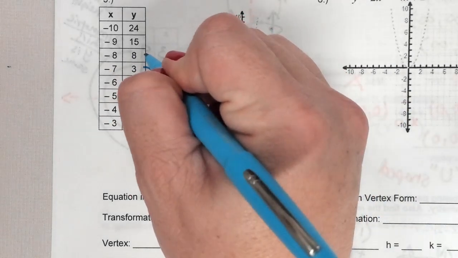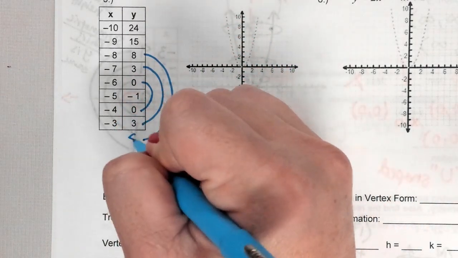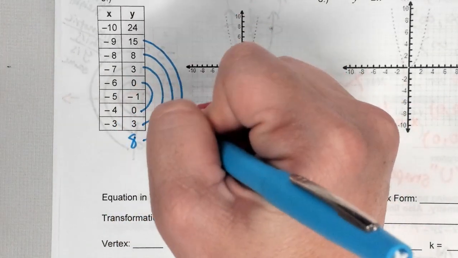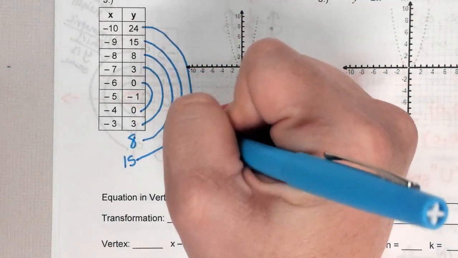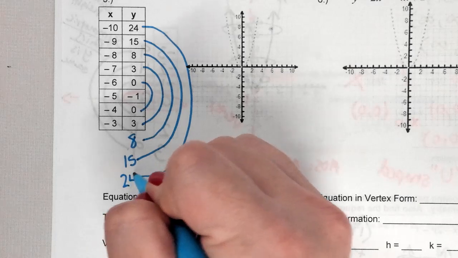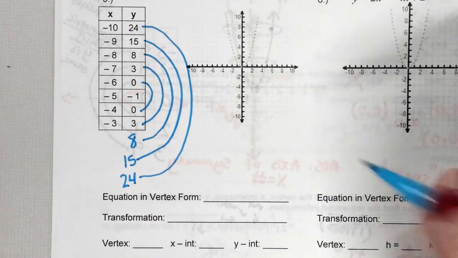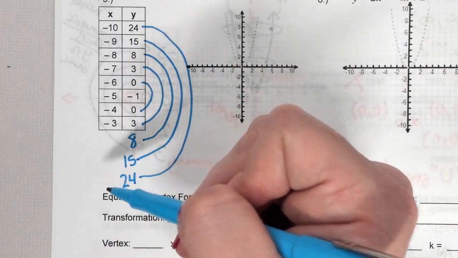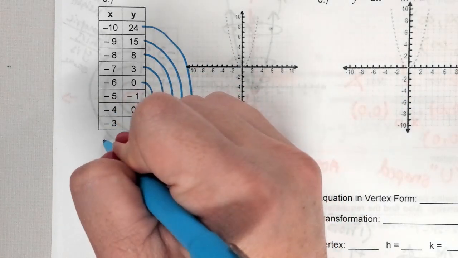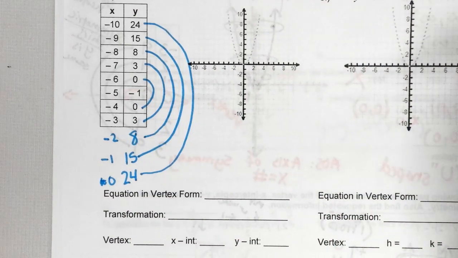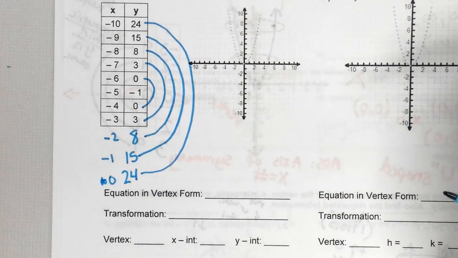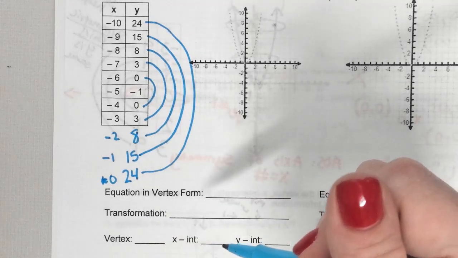So if this is 8, what should the next number be? And if this is 15, what should my next number be? And if this is 24, what should my next number be? And what is the x counting by? 1. So what comes after -3? And then -1, and then not -0, sorry, just 0. So I continued my graph, or my table. I have everything I need. So we're not going to talk about the equation yet. We're going to talk about all the other stuff.